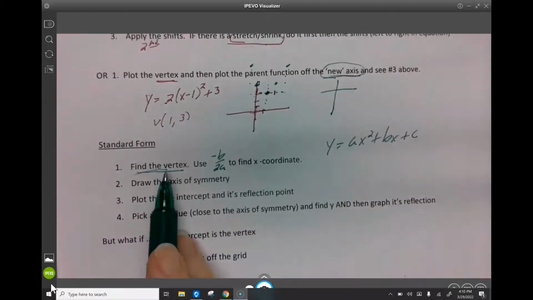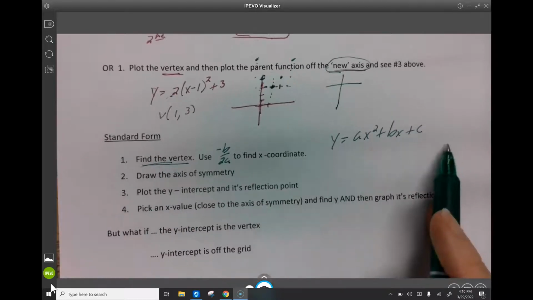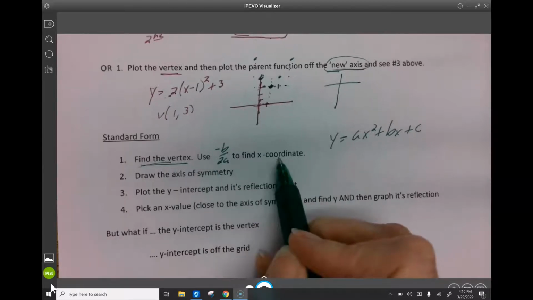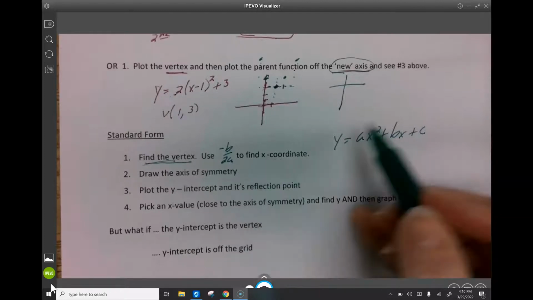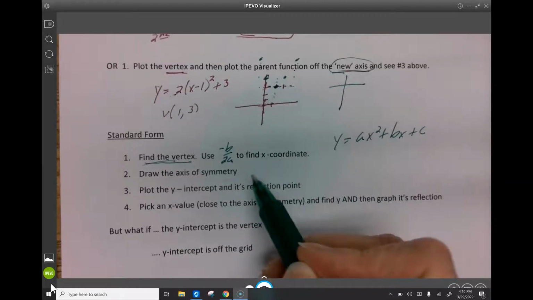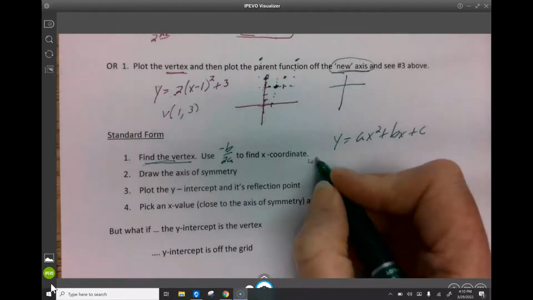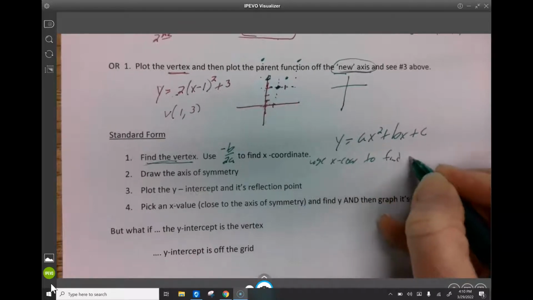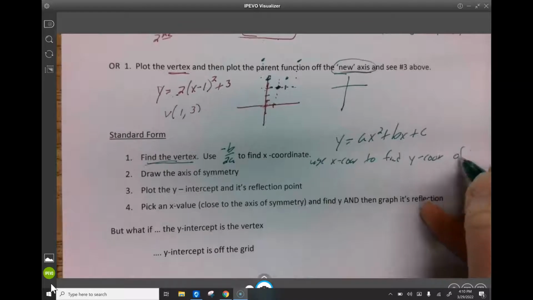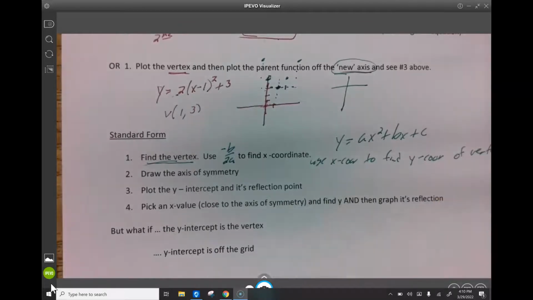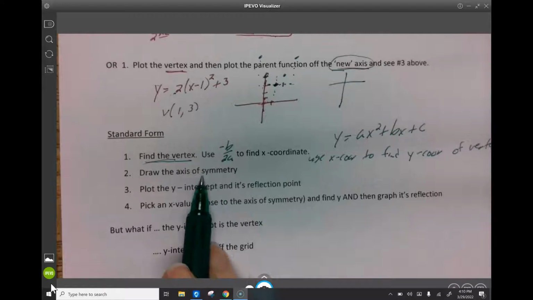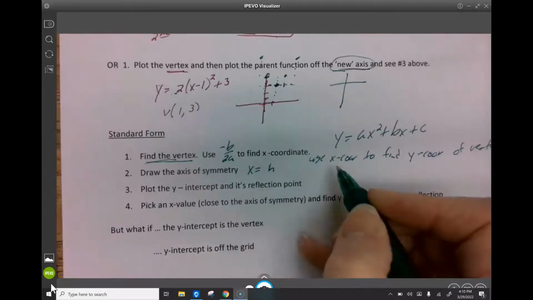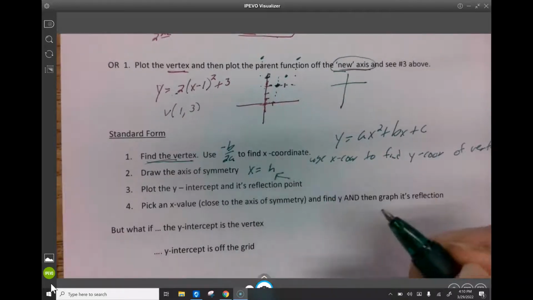So the first thing I have to do is find the vertex. It is not given to me in the equation. The way I do it is that for the x-coordinate, I use -b/2a. Once you have the x-coordinate, you can plug it in to find the y-coordinate of the vertex. Then you can draw on your axis of symmetry, because remember your axis of symmetry is x equals whatever the x-coordinate is, which is h. That's the x-coordinate of your vertex.